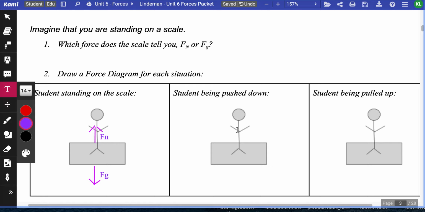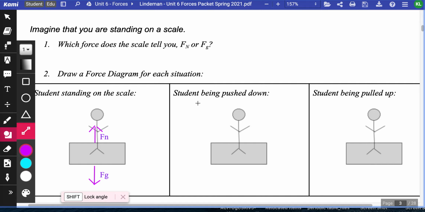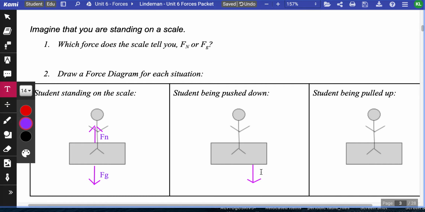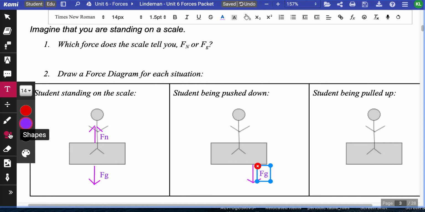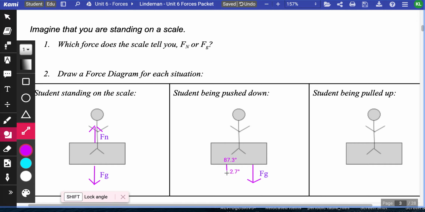Okay, so here's this next one. Student is being pushed down. So if you are on a scale and someone is pushing you down, are you going to weigh more or are you going to weigh less? More, right. It's not because you actually have more atoms in your body. It's because someone is pushing you down, right? So we have a gravity force, and I'm going to try to draw this about the same length as that first one. Again, this is just approximate, but I'm labeling it FG. And then I'm going to do another that is FP, because we are being pushed down.